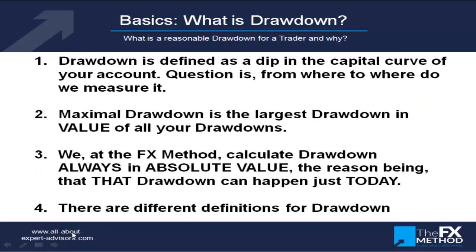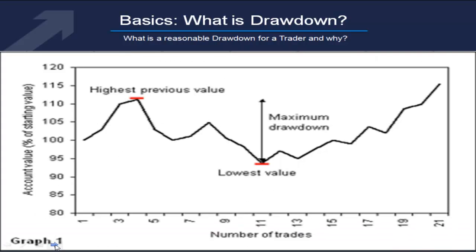Okay, so drawdown is basically defined as a dip in the capital curve of your account. The question is, from where to where do you measure it? I can show you drawings on the next slide, and you have here the capital curve, and this is what we call the watermark. I'm going to try to find the pencil here. Some interesting color, maybe red actually. So that's the watermark, or let's say blue. This is the watermark. And from this last watermark, that's the highest high in the capital curve, or in the balance curve. They're called the same way.